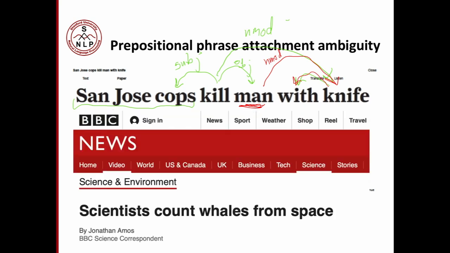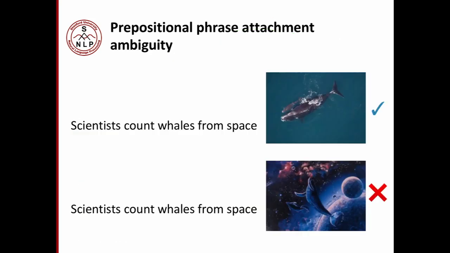Here's another one that's just like that one: Scientists count whales from space. Again, this sentence has two possible structures. The scientists are the subject that are counting, and the whales are the object. One possibility is that this is how they're doing the counting, so they're counting the whales from space using something like a satellite.